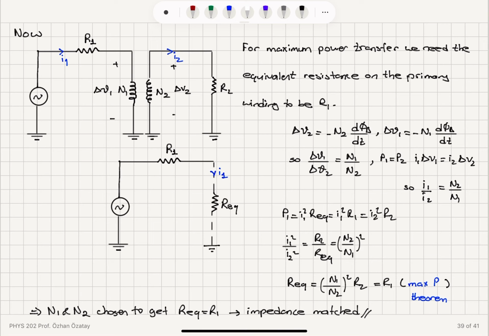And the transformer is one device that can be used to adjust the equivalent resistance that appears on the primary. The equivalent resistance is controlled by the ratio of the number of windings in the secondary coil and the primary coil. And by adjusting these numbers, we can get R load to appear as R equivalent, which is equal to R1 on the source side for maximum power transfer.